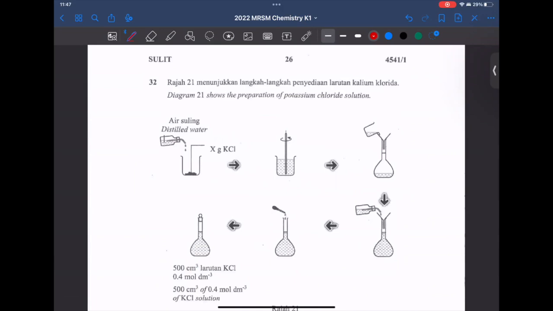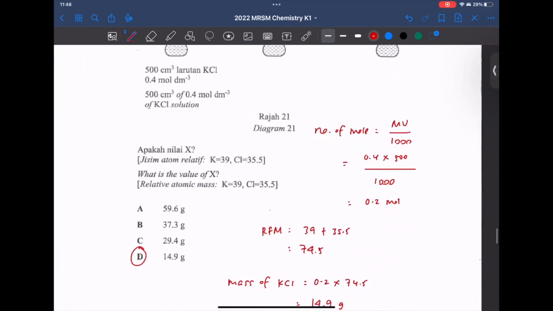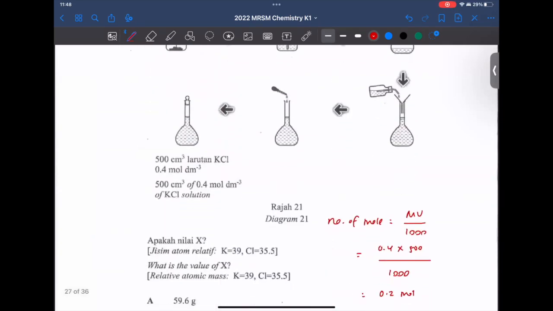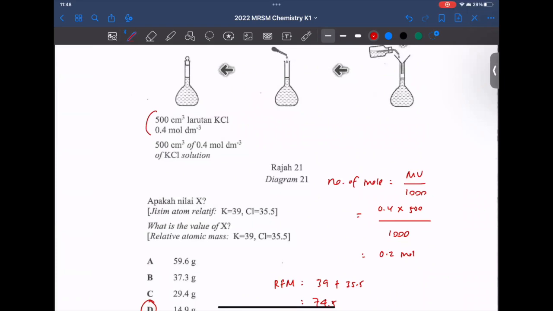32. Diagram 21 shows the preparation of potassium chloride solution. So we dissolve X gram of potassium chloride in distilled water, stir with a glass rod, then add to the volumetric flask. Then top up with water until it reaches the graduation mark, slowly add until the graduation mark, and then you close it up. Then you'll be able to get the accurate volume of the desired concentration. So here I already calculated for you, because they ask you what is the value of X, which means how much mass of potassium chloride you need to add inside with water to have the desired concentration and volume, right?